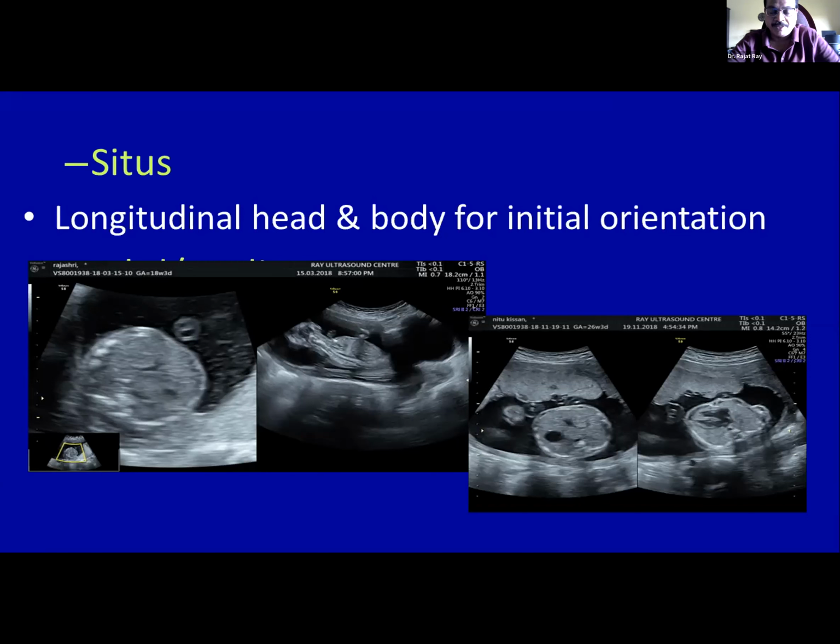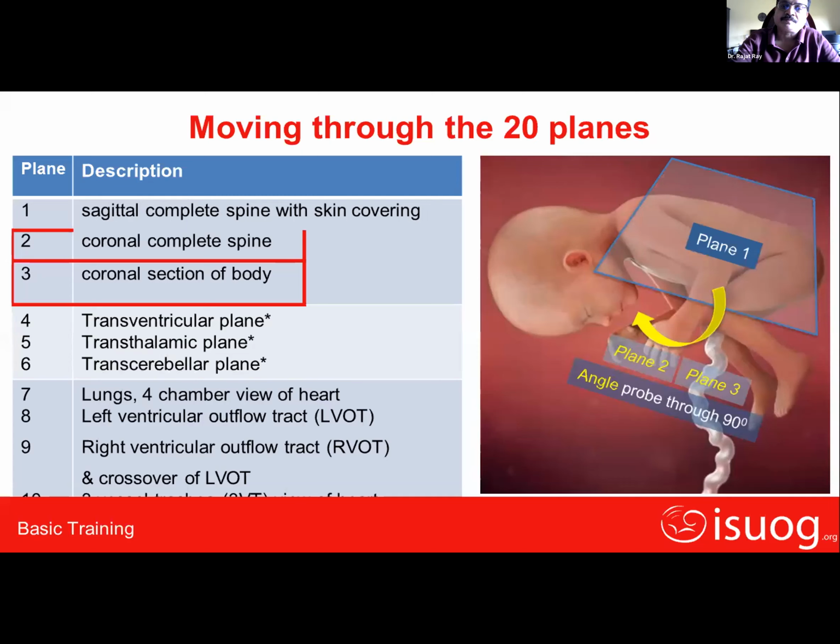But if the baby is lying transverse or oblique, then mentally make up the picture of how the baby lies. From that, you ascertain where the left side of the baby is. Then we will go to the planes. First plane is the sagittal complete spine with skin covering.